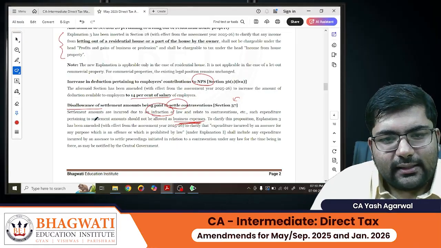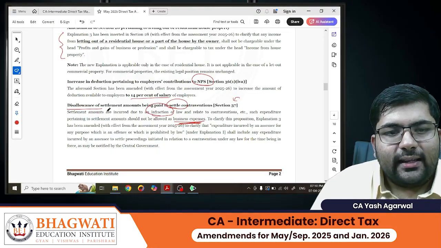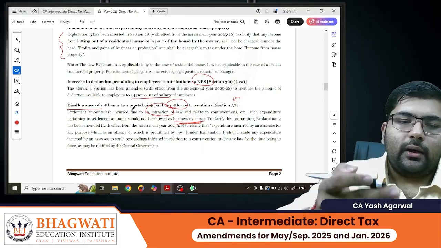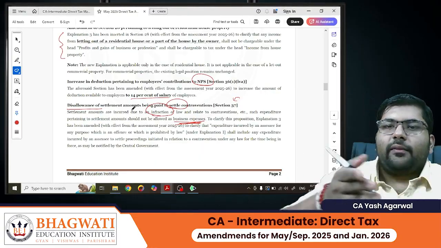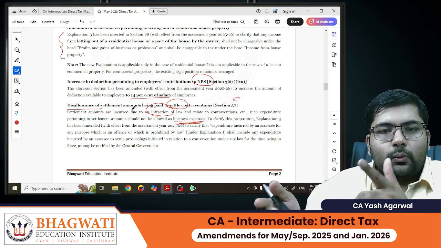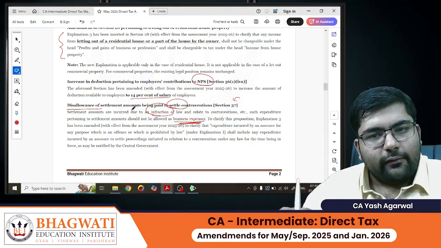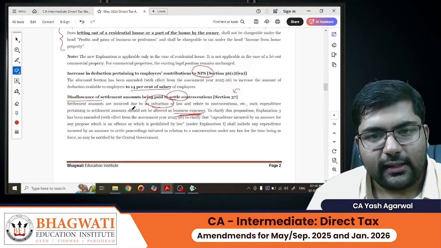But this explanation that is there, it further clarifies that if any settlement amount is being paid by the SSE, settlement amount is being paid only because something is there to settle. Something is there to settle because you have violated a certain law. So, if you are paying any settlement amount to make good this violation, this contravention, that will not be allowed as a business expenditure. That is what this provision is saying.